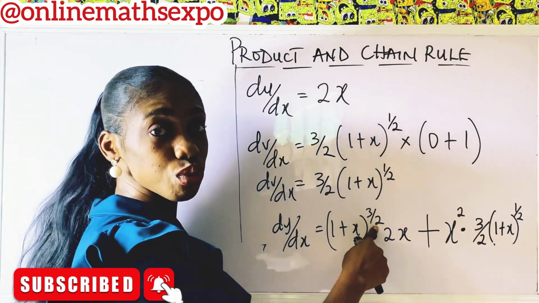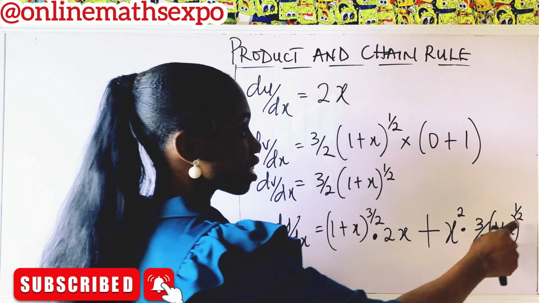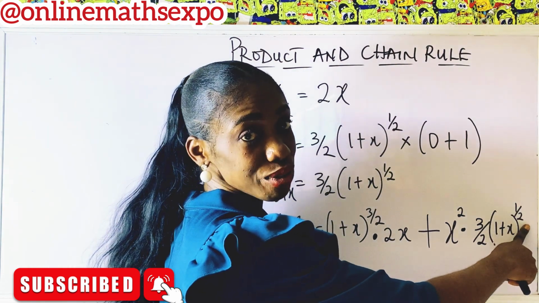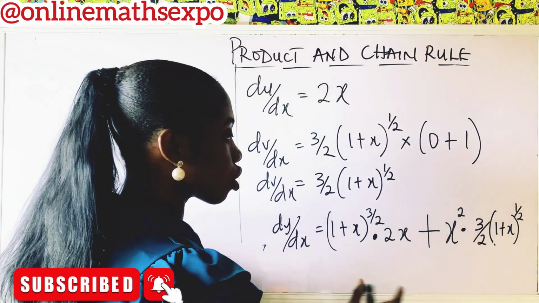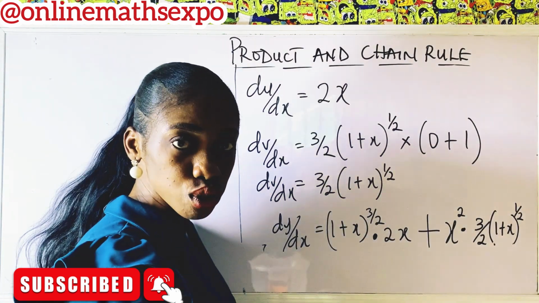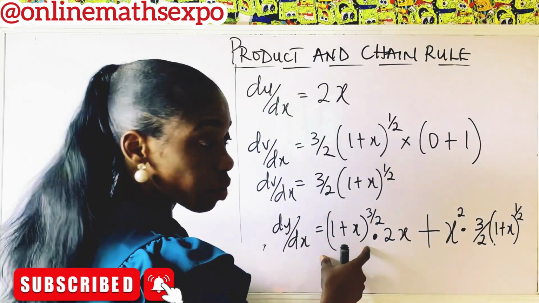This is 3 over 2, which is 1.5. And this is 1 over 2, which is 0.5. So you see, this is lesser. So in that case, you are going to do what? You are going to factor out the lesser power with its bracket.